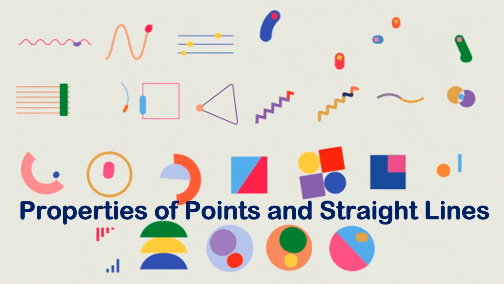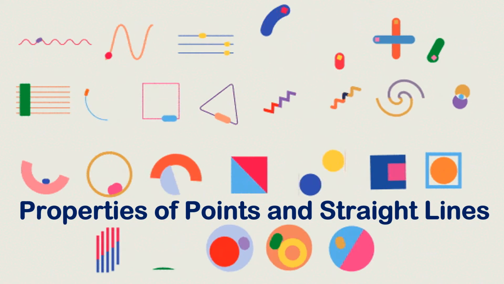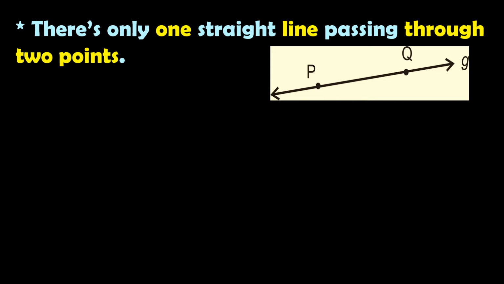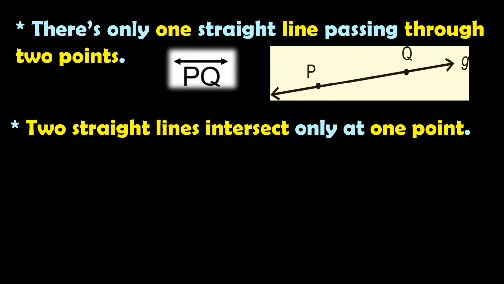So let us have some properties of points and straight lines. There's only one straight line passing through 2 points. So given 2 points, there is only one straight line that could pass those 2 points. So if we have points P and Q, there is only one line G that can pass through it. Or we can also name that line as line PQ or line G.